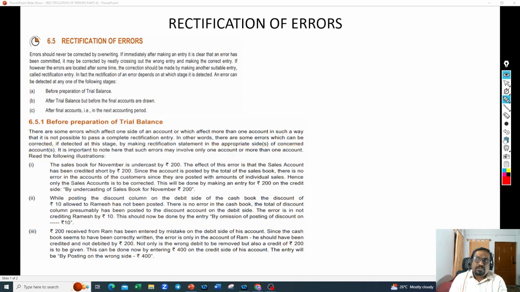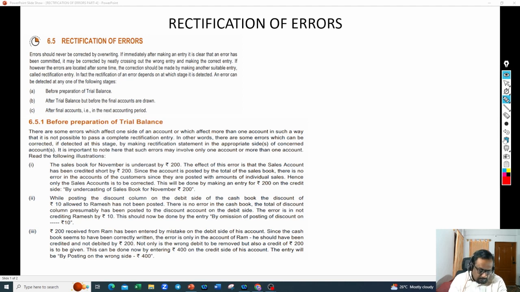So what they are going to say is it can impact one account or it can impact multiple accounts. But you should be very careful while assessing what type of error you committed and how you are going to rectify it. So these cases are being explained by taking some examples here. Even on the second page I have some more examples. I will explain all those examples by drawing the respective accounts, and you will definitely get clarity.